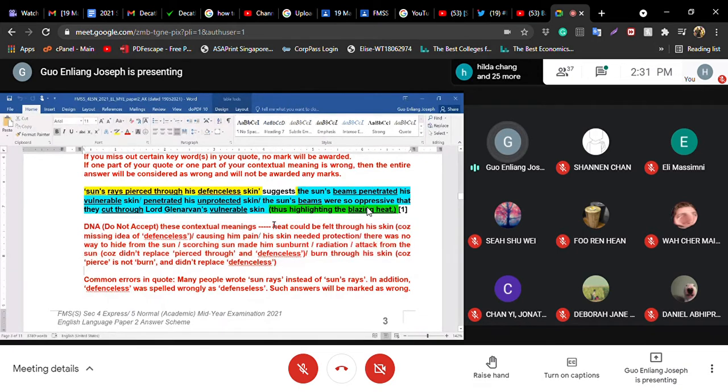For example, the heat could be felt through his skin. All right, this obviously not even answering the idea of defenseless. They don't have a synonym for defenseless. Causing him pain is the inference of the sun's rays piercing through his defenseless skin. All right, the pain is because of the ray going through the skin. All right, so it is nothing to do with replacement of keywords. Okay, then of course the others I think they're all wrong basically.